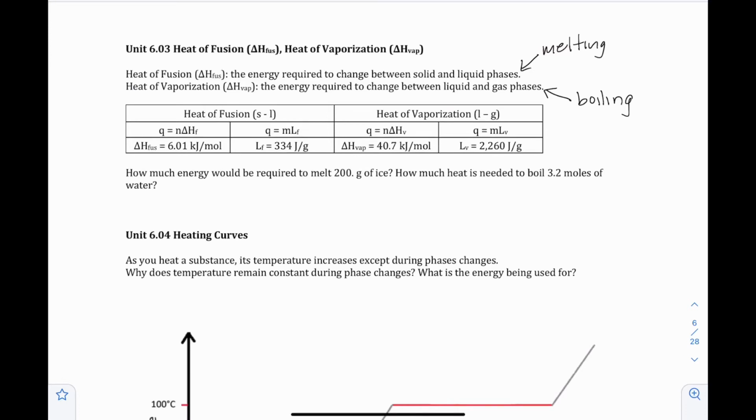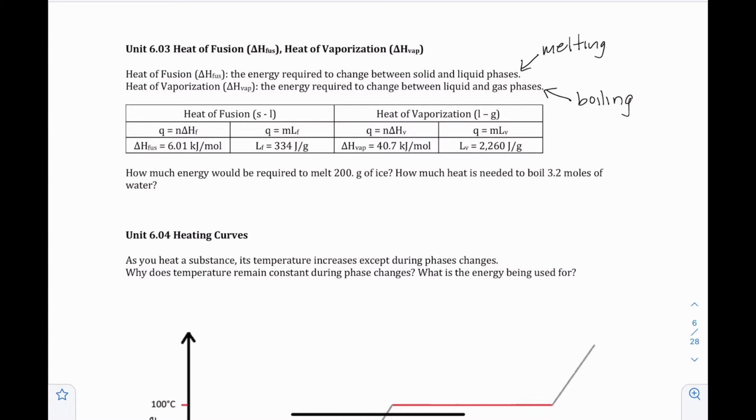Heat of fusion is the energy required to change between solid and liquid phases, aka melting. Heat of vaporization is the energy required to change between liquid and gas phases, aka boiling. So I have some heat of fusion and heat of vaporization values for you.